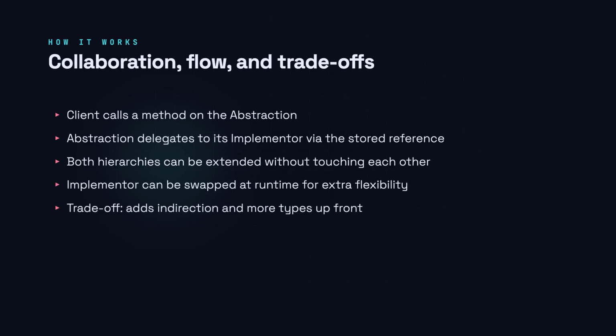The abstraction translates that high-level request into one or more calls on its implementer, forwarding just the low-level work. Because the only coupling is through the implementer interface, you can add a new refined abstraction, say a Rectangle, without modifying any renderer, and you can add a new concrete implementer, say a WebGLRenderer, without modifying any shape. The honest trade-off is that Bridge adds a layer of indirection and forces you to define the split between the 2 hierarchies early. If you only have one implementation today, that cost is not yet justified.